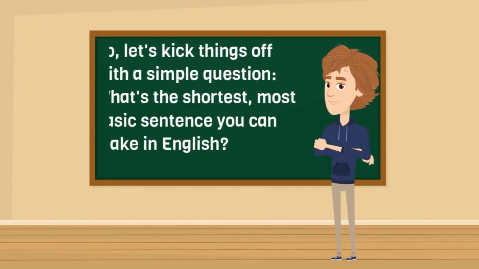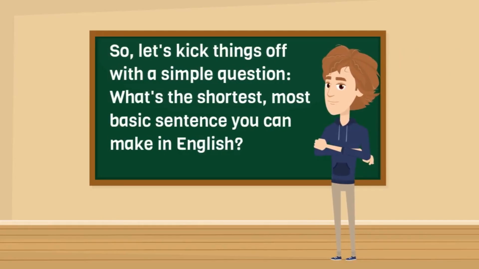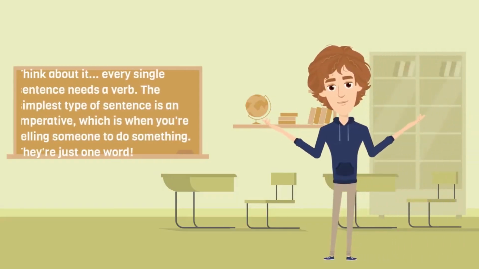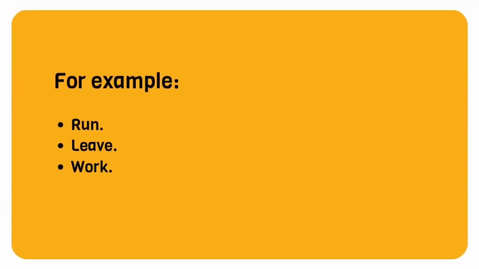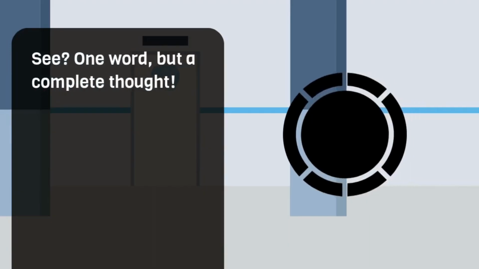So let's kick things off with a simple question. What's the shortest, most basic sentence you can make in English? Think about it. Every single sentence needs a verb. The simplest type of sentence is an imperative, which is when you're telling someone to do something. They're just one word. For example, run, leave, work. See? One word, but a complete thought.